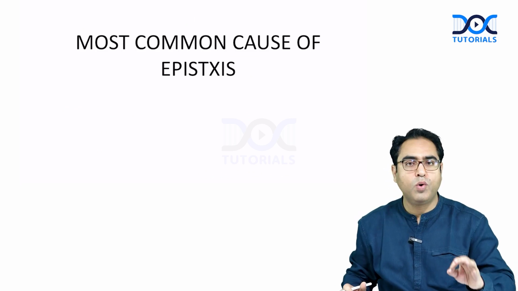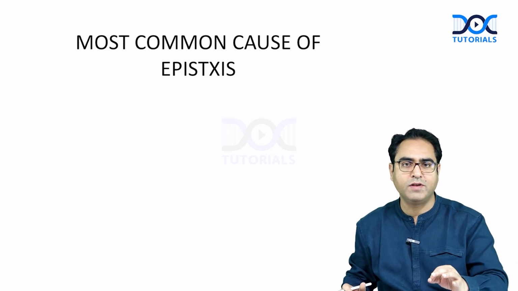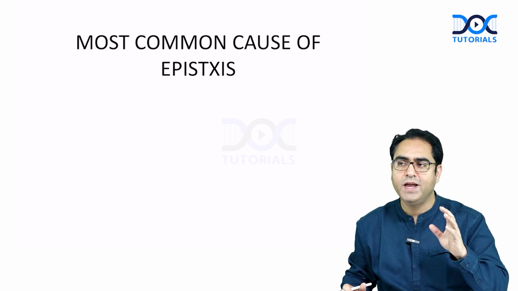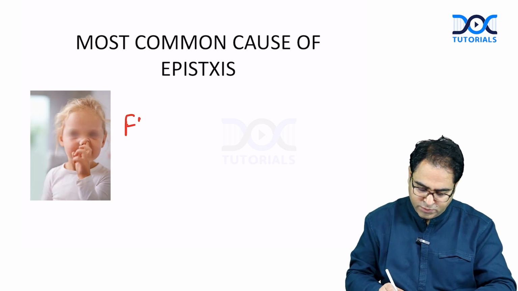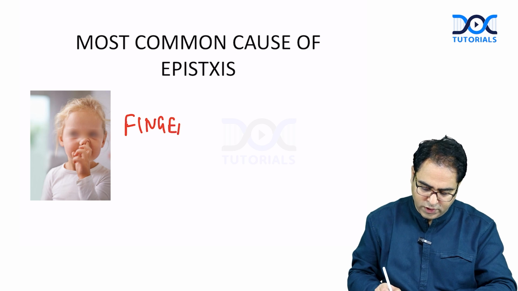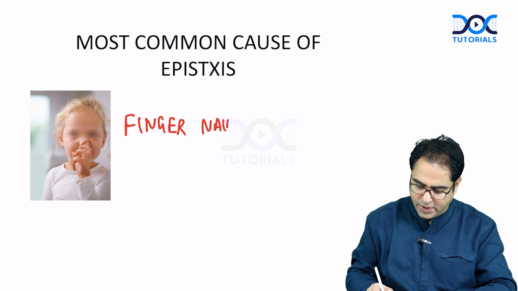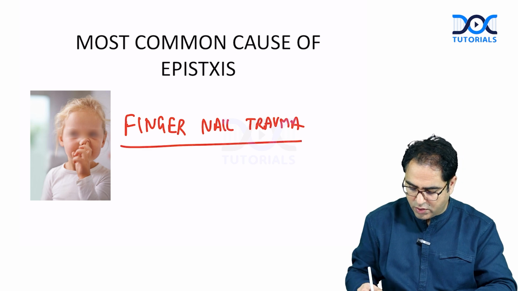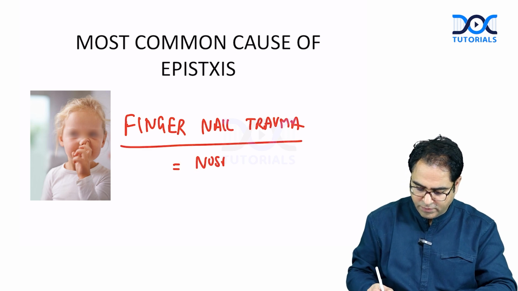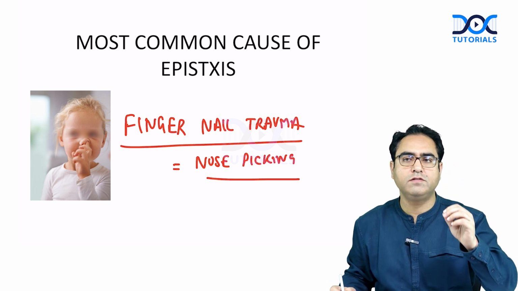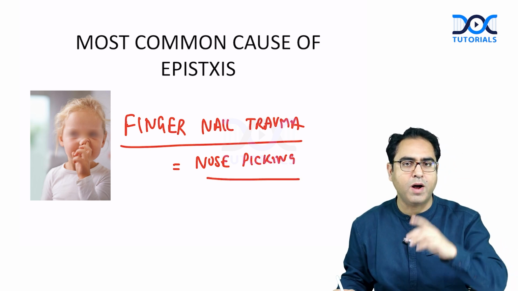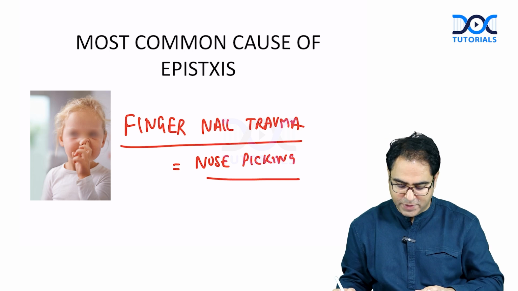Number 1, the most common cause of epistaxis. You know it already. It is fingernail trauma. Why? Epistaxis is mostly seen in school children. You must be remembering, fingernail trauma or nose picking habit. The commonest cause of epistaxis is fingernail trauma or the nose picking habit.